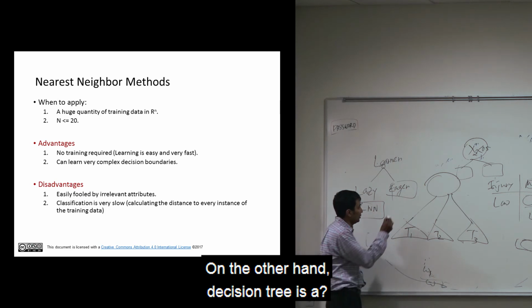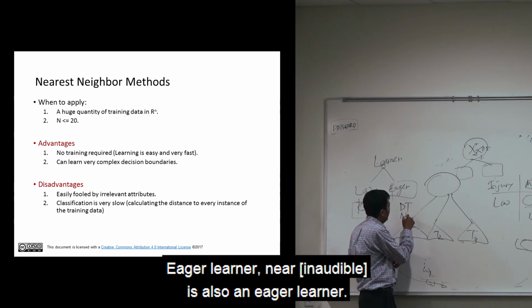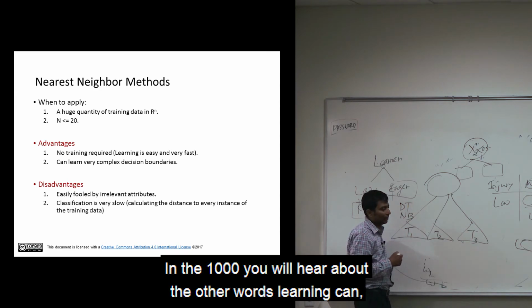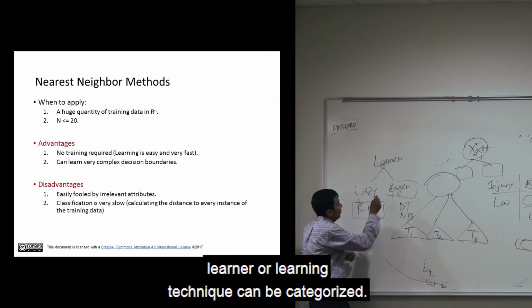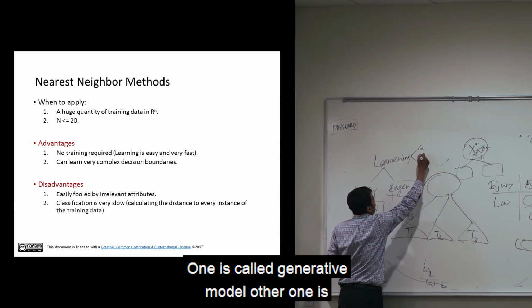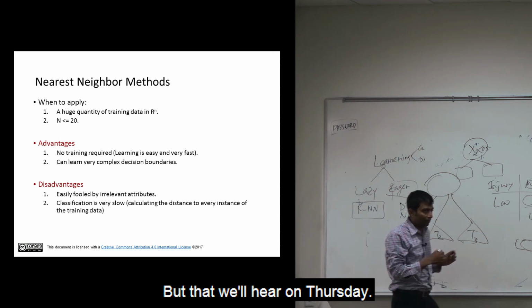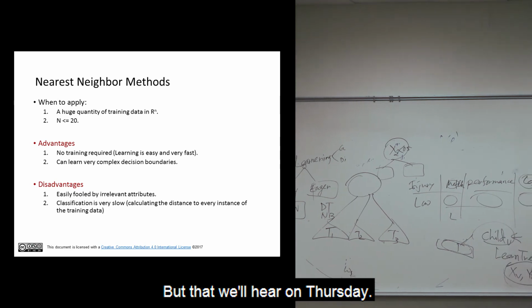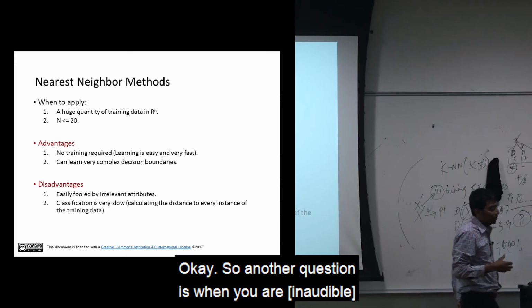On the other hand, decision tree is a eager learner. Naive Bayes also eager learner. On Thursday, you will hear about other ways learning techniques can be categorized. One is called generative model, other one is called discriminative model. But that you will hear on Thursday.